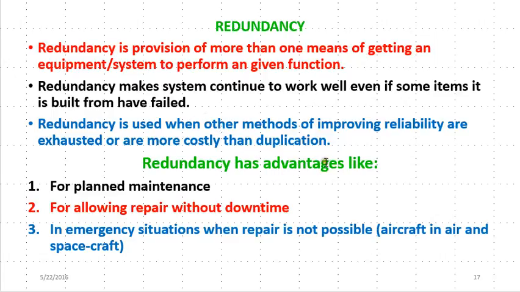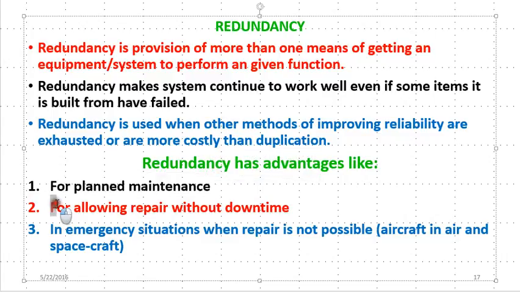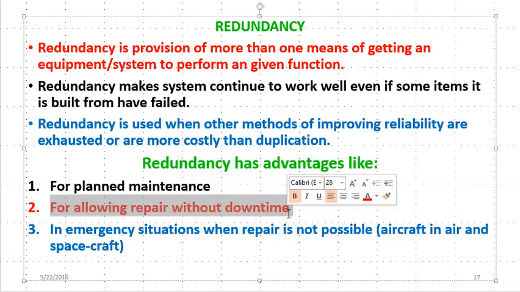And this redundancy has many advantages, which include plant maintenance. That is, if you have many machines, you can stop one of them from working and maintain it, do some repairing so that it will be perfect and continue to work later. And we use it for allowing repair without shutdown. Shutdown time is a period when your machine is not working because of being repaired. So if you have more than one, can you stop your production? No. While this one is being serviced, the other one should continue to work.